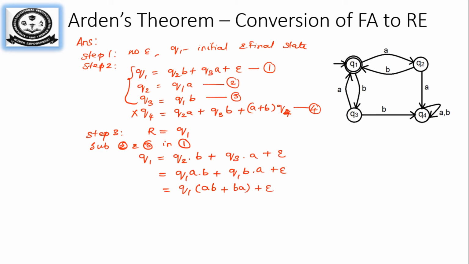Now this is in the form of Arden's theorem. So this is R, this is P, and this is Q. So I can write it as Q P star, which is epsilon into (AB plus BA) star. So epsilon into any regular expression is that regular expression. So your final regular expression is (AB plus BA) the whole star.